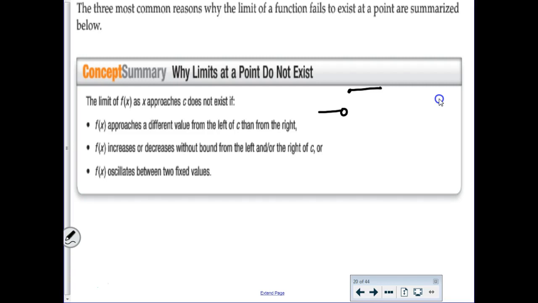The other one is that the function increases or decreases without bound from the left or right. That's fancy talk for the approaches infinity thing. So it goes up forever, it goes down forever. And then the third one is that weird oscillation. Oscillation shows up typically only in your trigonometric functions, like the couple we saw where they were oscillating between two values. So anytime you notice oscillation in your graph, you're going to have problems with saying that it's continuous, and therefore it won't have a limit. Okay?